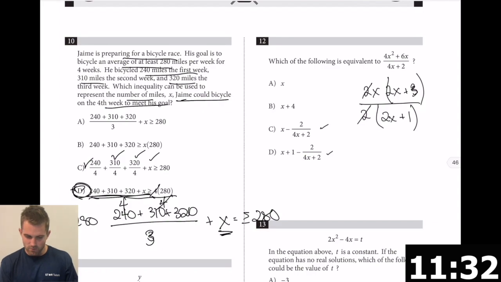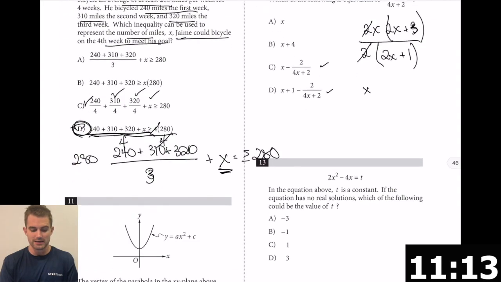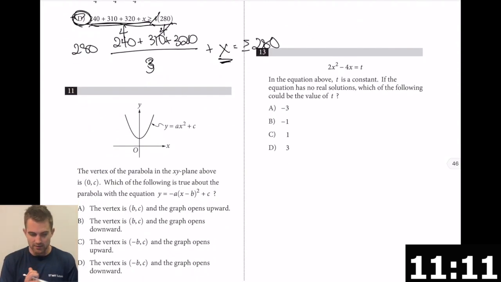Let's see, we get 4x plus 3, we get x minus 2. Guys, let's keep going. We don't want to run out of time here, so we'll come back to that problem. Not a big deal. Let's look at 13.